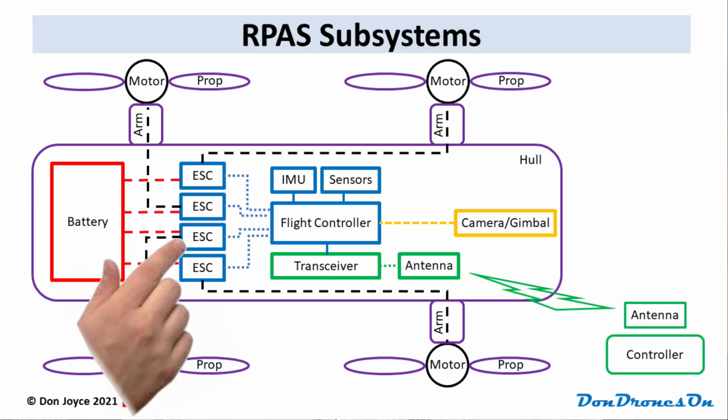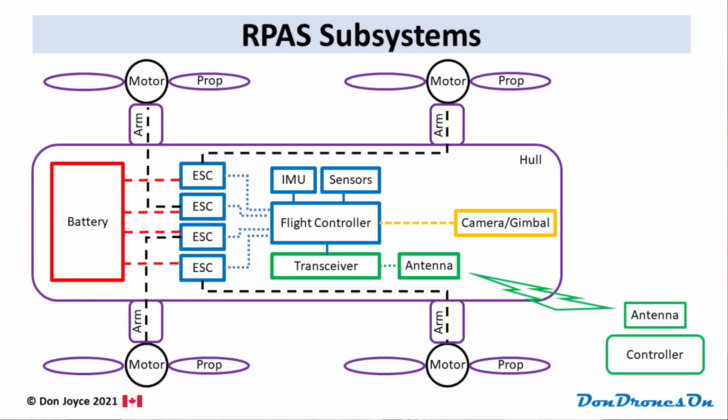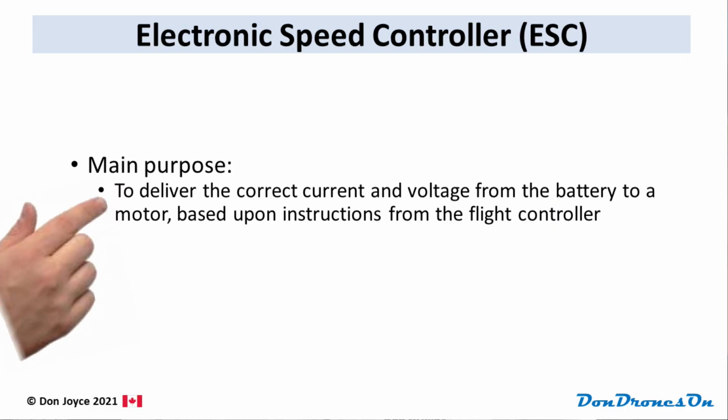There's one ESC per motor. The ESC's job is to deliver exactly the right current and voltage from the battery to the motor such that it rotates at the correct RPM.